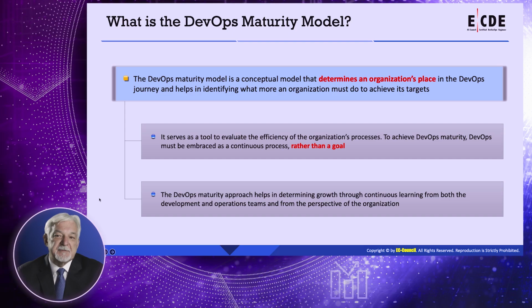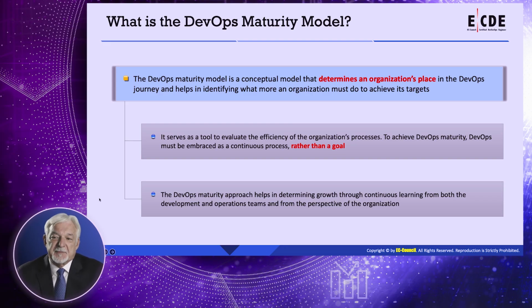What is the DevOps maturity model really? The DevOps maturity model is a conceptual model that determines an organization's place in the DevOps journey and helps in identifying what more an organization must do to achieve its targets. It serves as a tool to evaluate the efficiency of the organization's processes, or even the maturity of them.